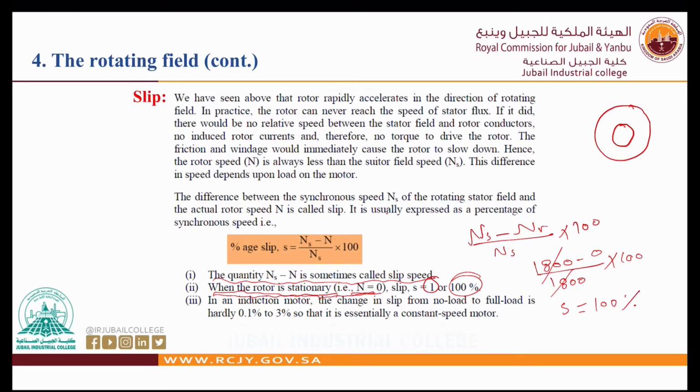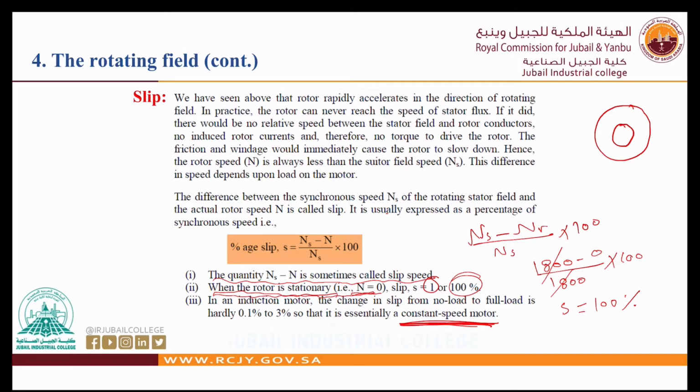Okay, the slip is 1. So when the rotor speed is 0, we have slip equal to 1. This is very important. In an induction motor, the change in the slip from no load to full load is hardly 0.1% to 3%, so it is essentially a constant speed motor. That's why it is called a constant speed motor.